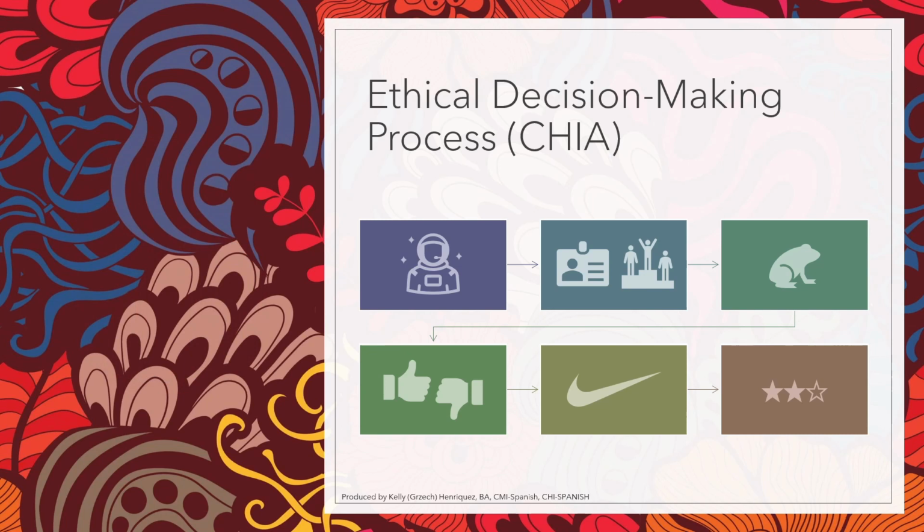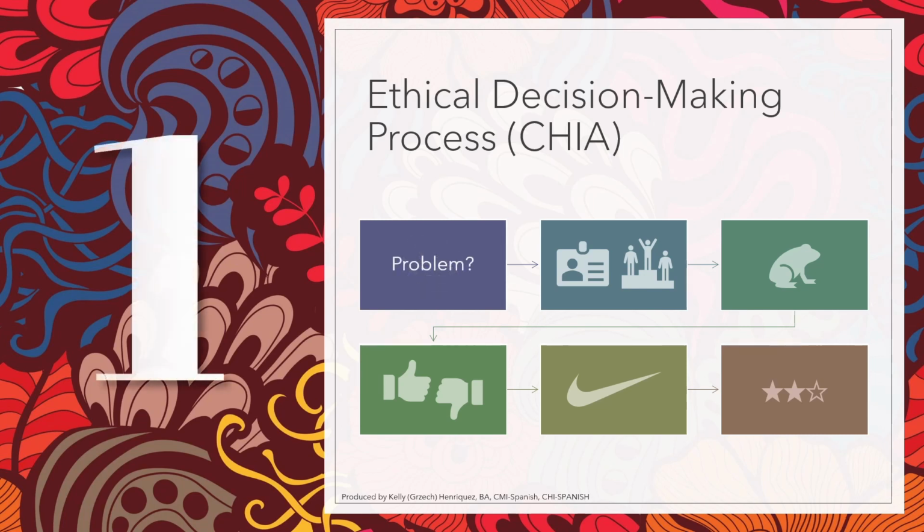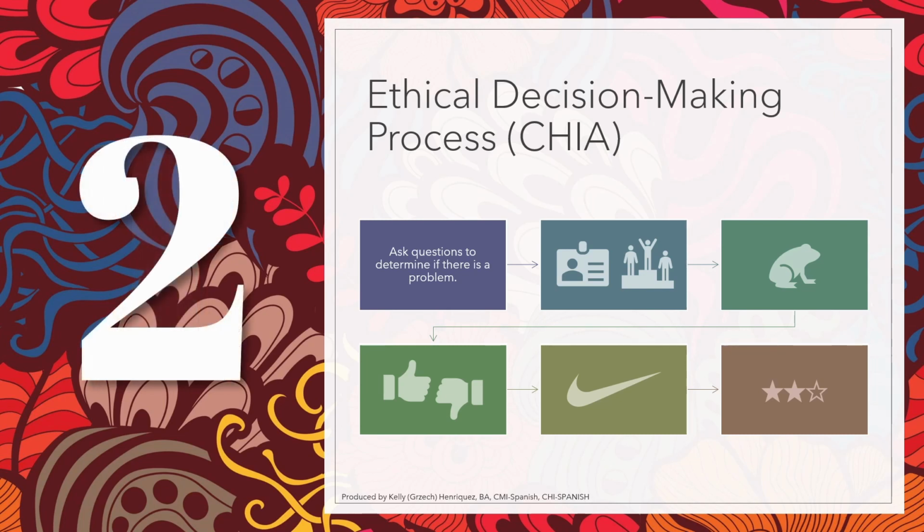So these are our symbols. So if you remember number 1, we have our little astronaut. Houston, we have a problem. Do we have a problem? That's what step 1 is all about. So we need to ask questions to determine if there is a problem. Step 2, remember we have our little ID, and then we have our little podium, like on Mario Kart. We have McLovin and we have Mario Kart.